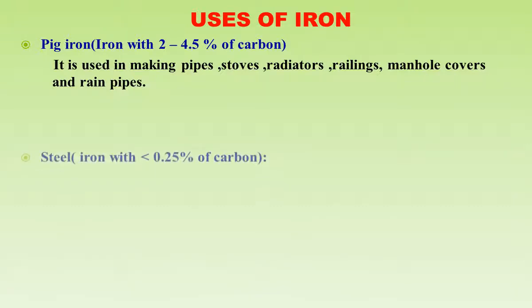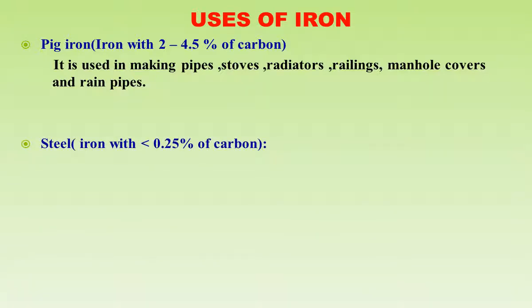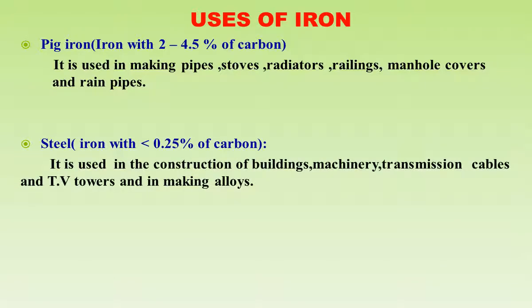The next one is steel. In steel, the iron has less than 0.25 percent of carbon. It is used to construct buildings, machinery, transmission cables, and TV towers. So, steel is used in these areas: construction of buildings, machinery parts, transmission cables, TV towers.